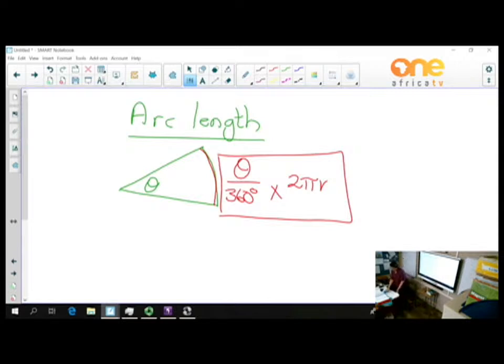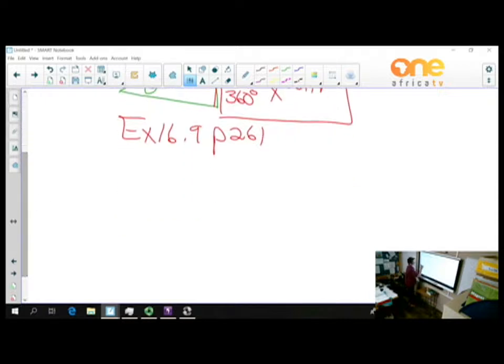Okay, so let's look in the textbooks. This is then on page 260. There are examples, and we're going to do exercise 16.9, page 261. Right, so let's look at this one. For each of the following, give the length of the arc to one decimal place. O is the center of the circle. So I'm going to do the first one now together with you. Number 1A.